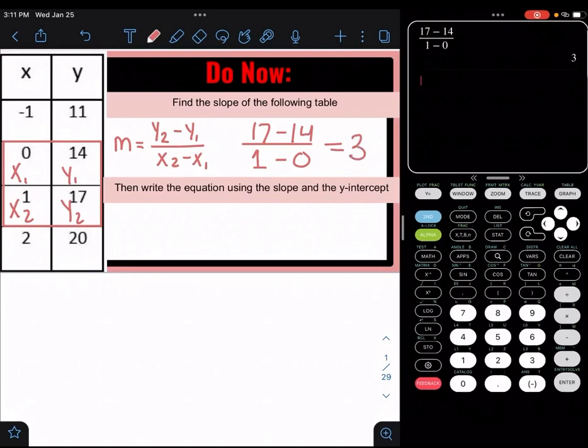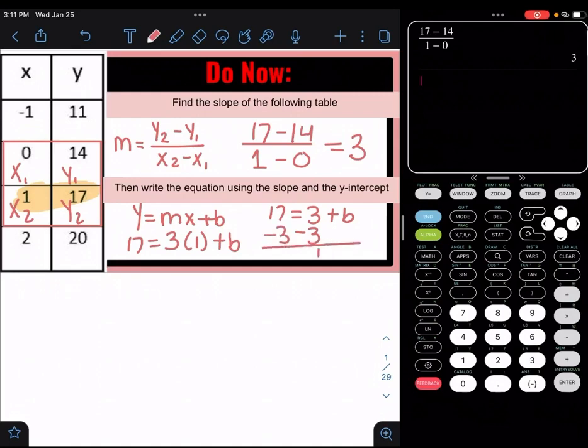Okay, so now I need to find my y equals mx plus b. So let's find a y and an x I know. Let's use these two right here. So I know that my y here is 17, my m is 3, x is 1, plus b. So I would have 17 equals 3 plus b. To get rid of 3, I subtract 3. And 14 equals b. So we would end up having y equals 3x plus 14.